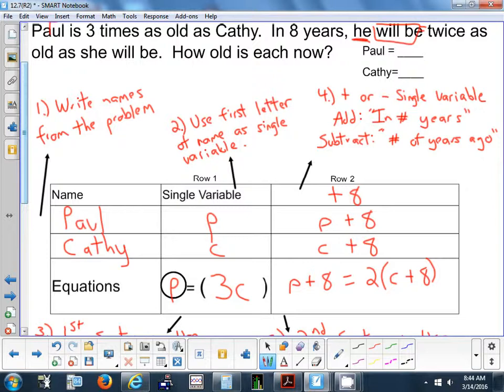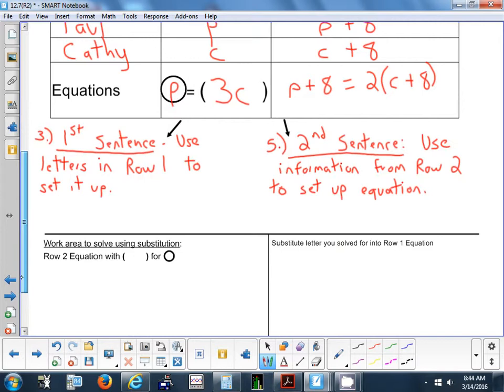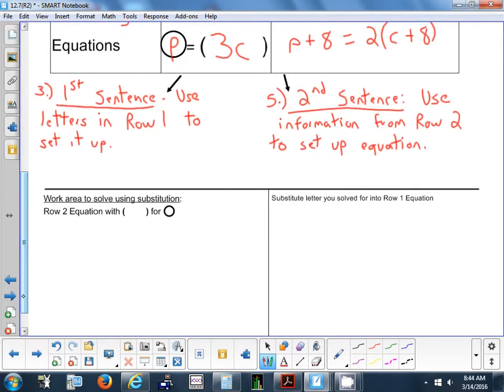This is where it gets tricky, because when I say use the information from row 2, there's your information from row 2: P plus 8, C plus 8. Wherever you see those people's names, Paul or Kathy, or whoever person you're dealing with, you're going to put that. Not just P, you're going to make sure you apply if it's the future or the past. All right? Now, I'm going to scroll down because we got everything we need now.